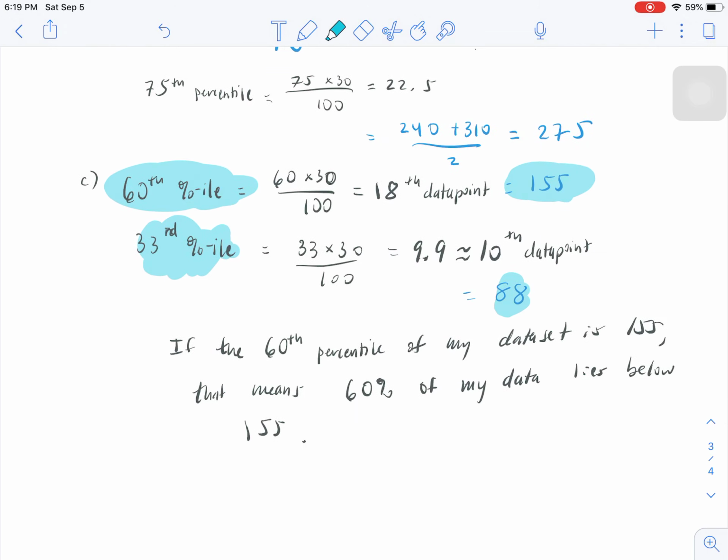This is the same idea as your percentile when you took the SAT. So let's say your score report told you that you scored at the 80th percentile on the SAT. What that means is 80% of people scored less than you. Or equivalently, you scored higher than 80% of people.